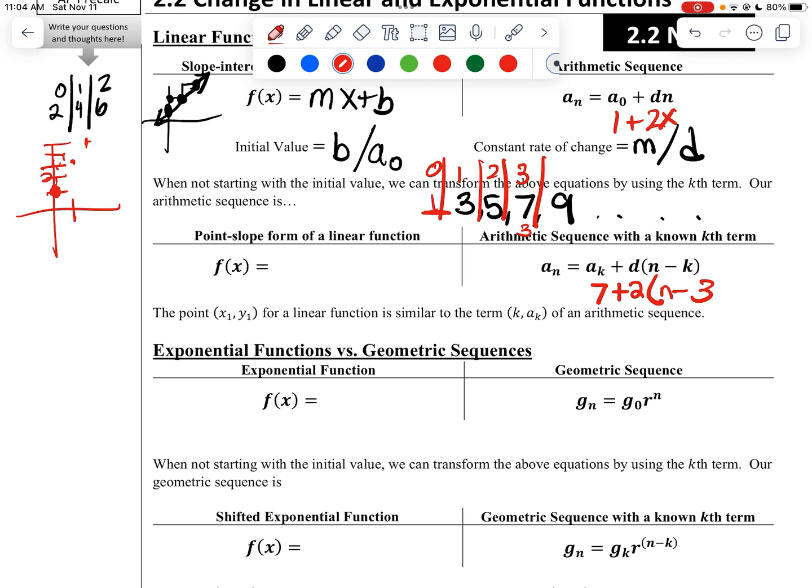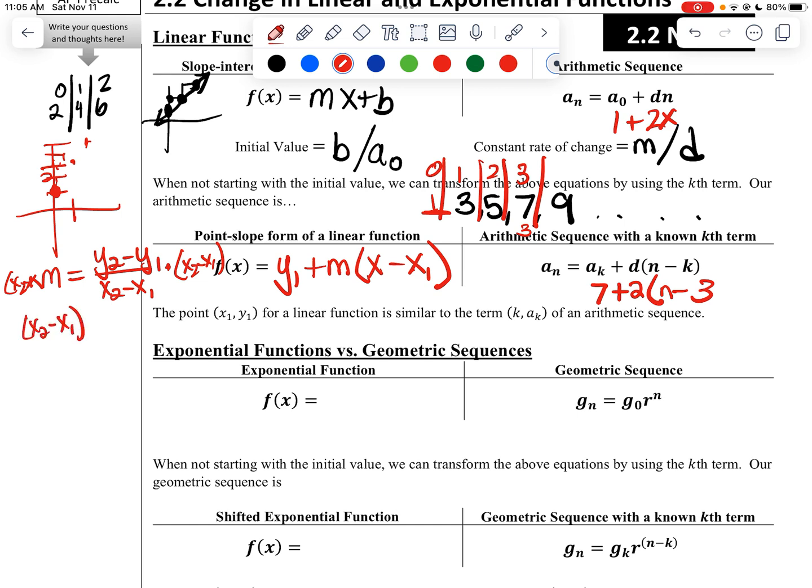Now you can write it similarly in point-slope form too, where we can take any y value on the line plus our slope times x minus an x value that's on the line, where x1, y1 is just a point on that line. This comes from our slope formula, because we know our slope is y2 minus y1 over x2 minus x1. To get rid of our fraction, we multiply by x2 minus x1 on each side. So now we have m times x2 minus x1 equals y2 minus y1. And if we add that y1, it's similar to this right here.